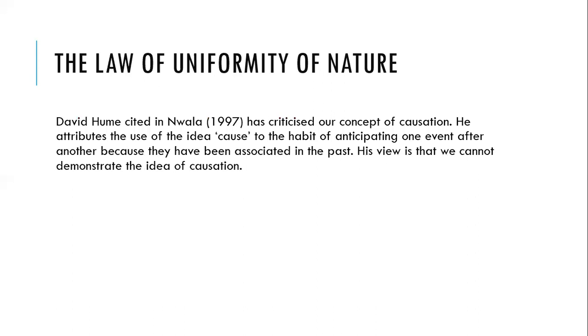David Hume has criticized our concept of causation. He attributes the use of the idea of cause to the habit of anticipating one event after another because they have been associated in the past. His view is that we cannot demonstrate the idea of causation. Some people believe that everything that happens is a result of something else, that it is caused by something. So A triggers B, B triggers C, C triggers D, like that. But that may not be true in all cases, and that was what David Hume is citing here.